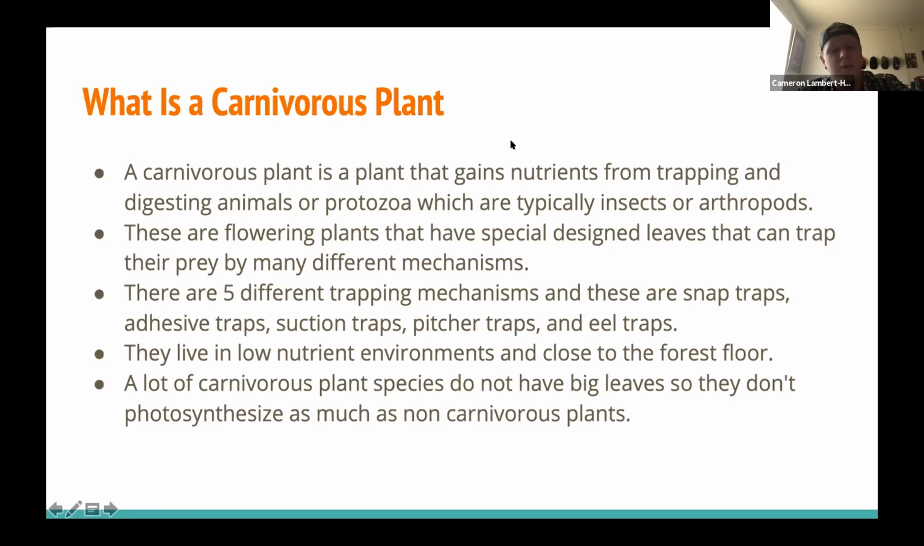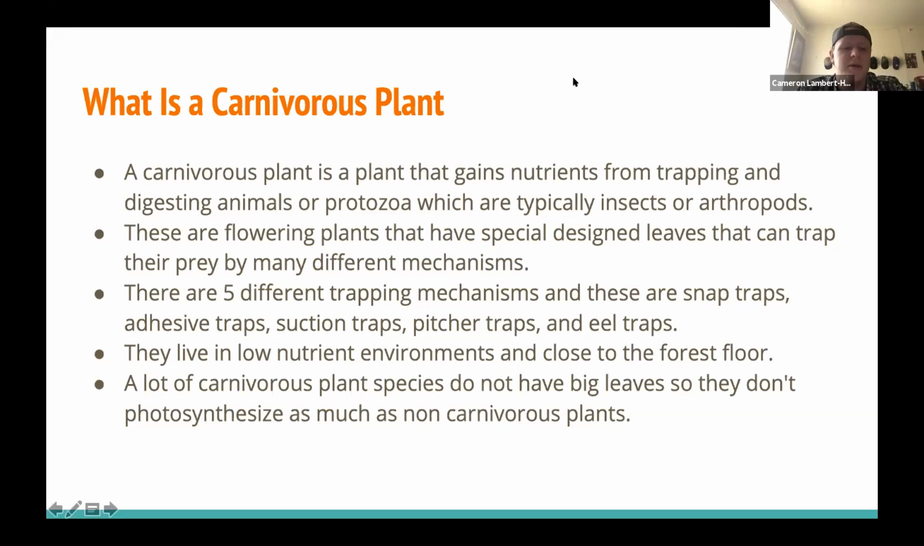So these are flowering plants. They have specially designed leaves that can trap their prey, with many different mechanisms. There are 5 different trapping mechanisms that carnivorous plants have, and these are snap traps, adhesive traps, suction traps, pitcher traps, and eel traps.